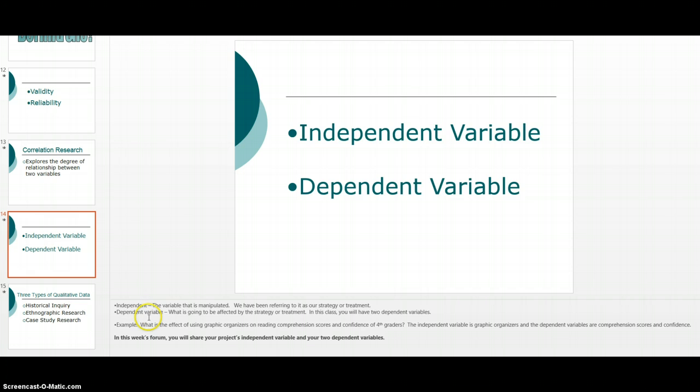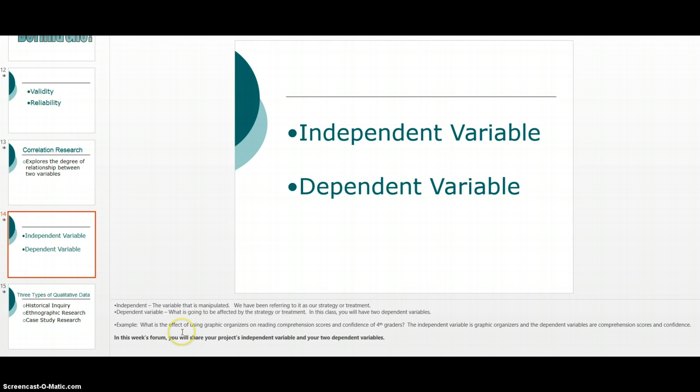The independent variable is the variable that is manipulated. So we've been calling that our strategy or our treatment. That is our independent variable. The dependent variable is going to be the two things affected by the strategy or the treatment.